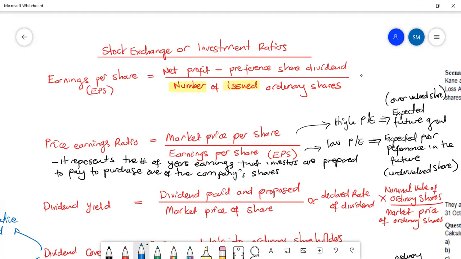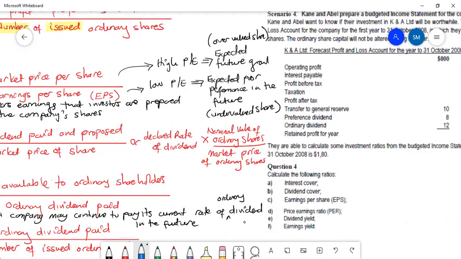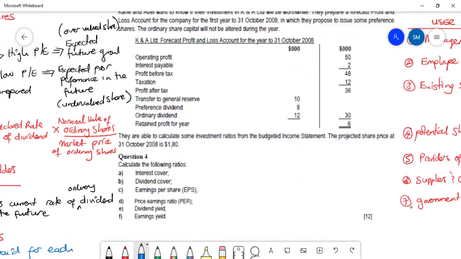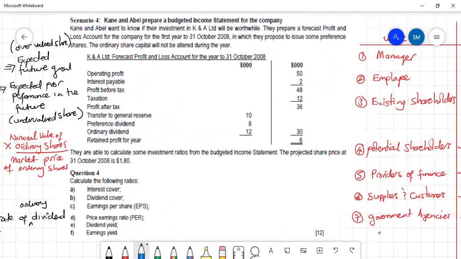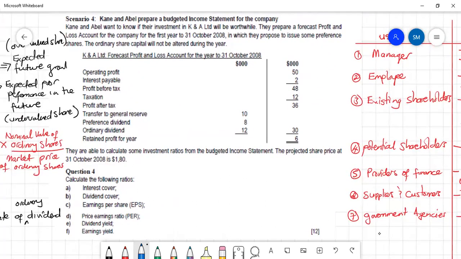Yes, I think we're done. I think we can try and attempt this question. Quite easy. And we should be done in no time since we have the ratios. Most of them, we did them. Only this one, interest cover.